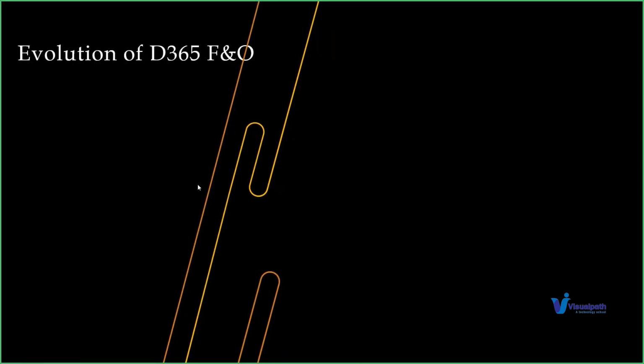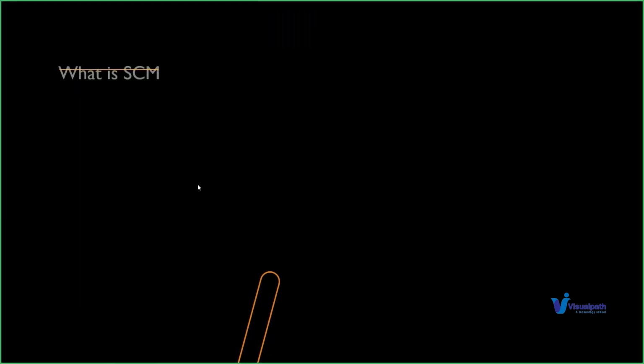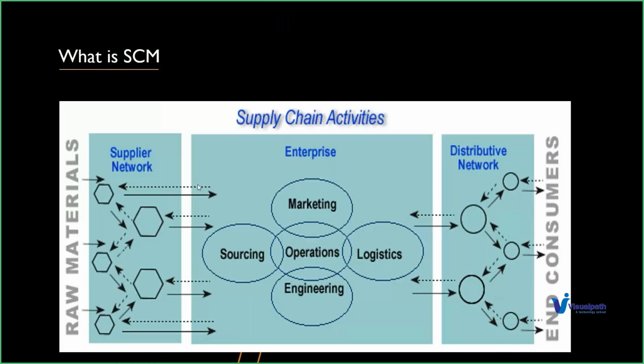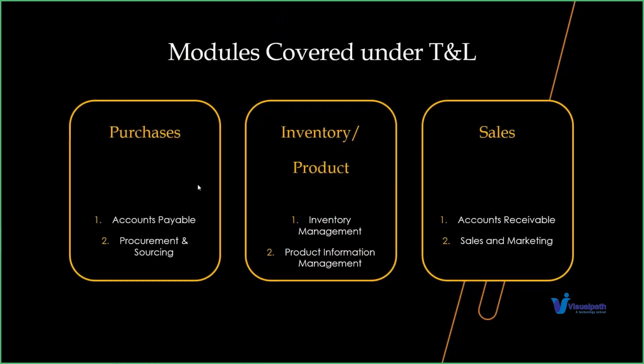So now, giving some more information on the course that you are going to learn. We are offering you a course on Dynamics 365 Trade and Logistics. Under this Trade and Logistics, we are covering four areas majorly: purchase management, sales management, inventory management, and product management. These are the four areas that we are going to cover under Trade and Logistics.